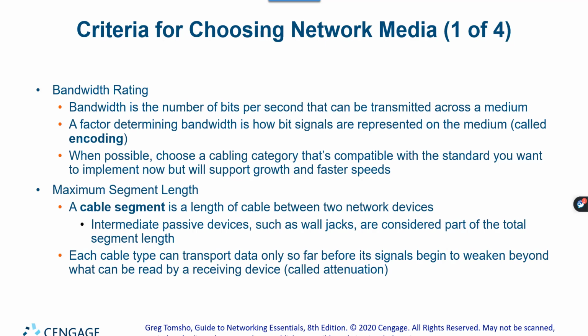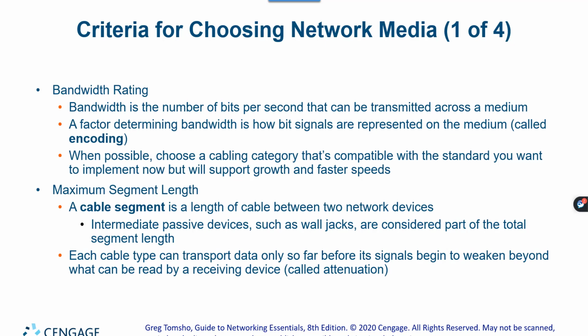Each cable type can transport data only so far before its signals begin to weaken beyond what can be retrieved. When the signals weaken from traveling, it's called attenuation, and it happens with all media, or all signals. Even with fiber optic light, we have attenuation of the light.